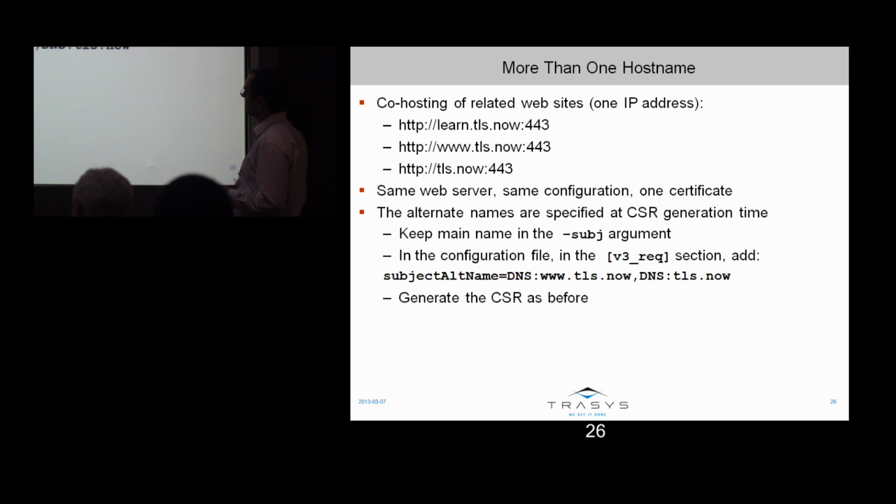The directive is subjectAltName, and the value will be DNS:alternate-hostname-1, comma, DNS:alternate-hostname-2, and you can go on with more like that. And except for this change in the configuration file, the rest of the process is the same as before for generating the certificate signing request and then for having it signed by the company CA.